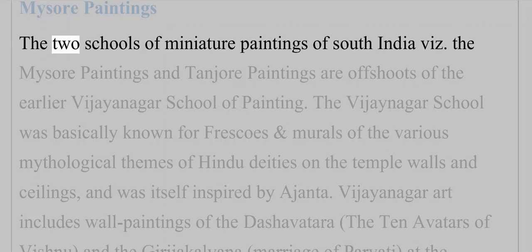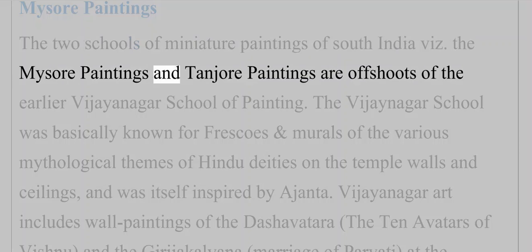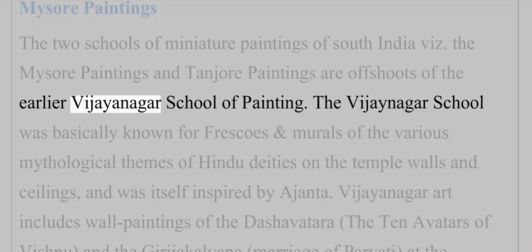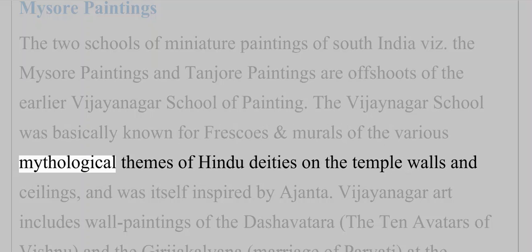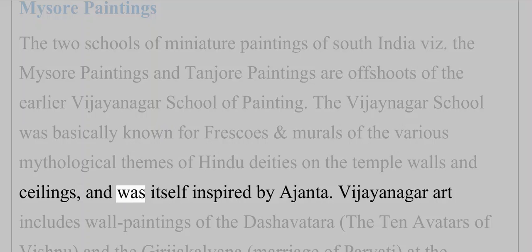Mysore paintings. The two schools of miniature paintings of South India, the Mysore paintings and Tanjore paintings, are offshoots of the earlier Vijayanagar school of painting. The Vijayanagar school was basically known for frescoes and murals of the various mythological themes of Hindu deities on the temple walls and ceilings, and was itself inspired by Ajanta.